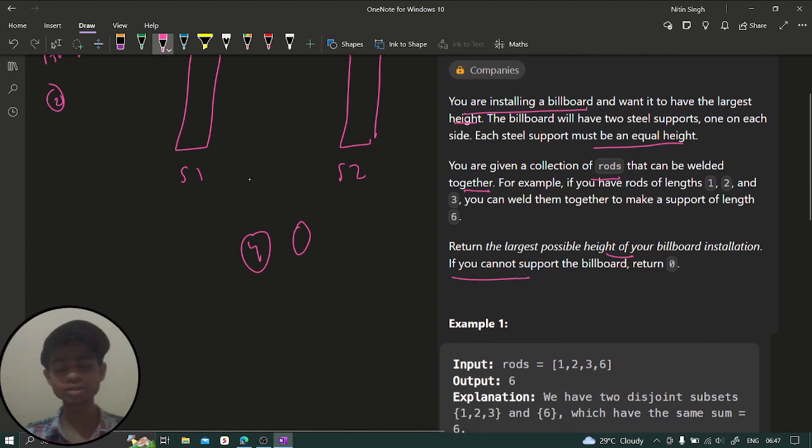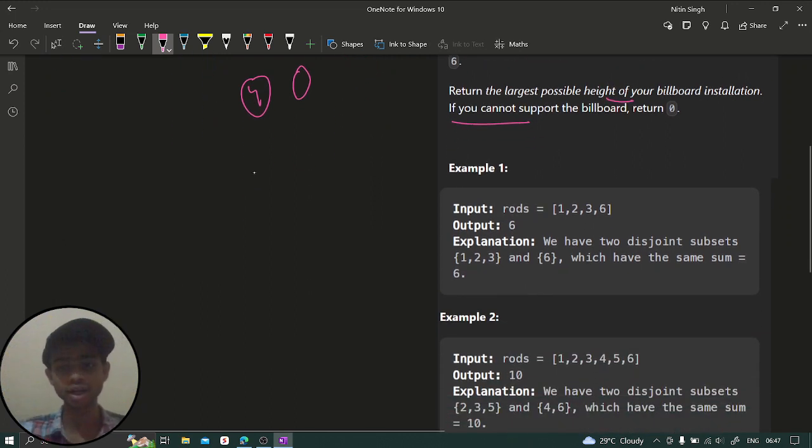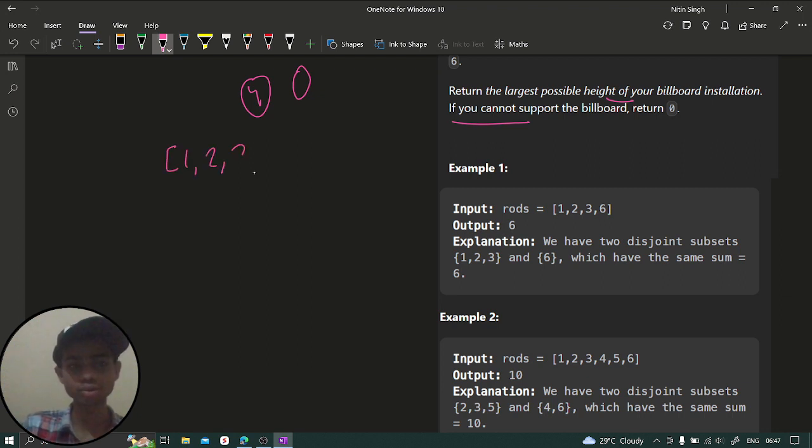So let's understand this with examples so that you can have better understanding. I know by the statement you would not have a better idea. So let's see example one. Here we have a collection of rods 1, 2, 3 and 6. Now I want to make two steel supports. So first is initially empty, second is also initially empty. So let's say I put 1 here, and I put 2 here. So will this make sense?